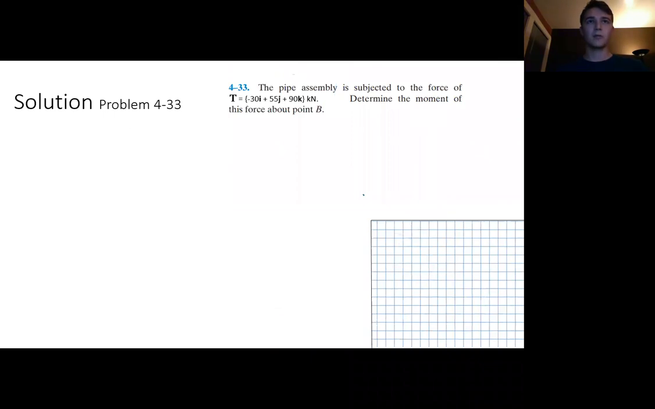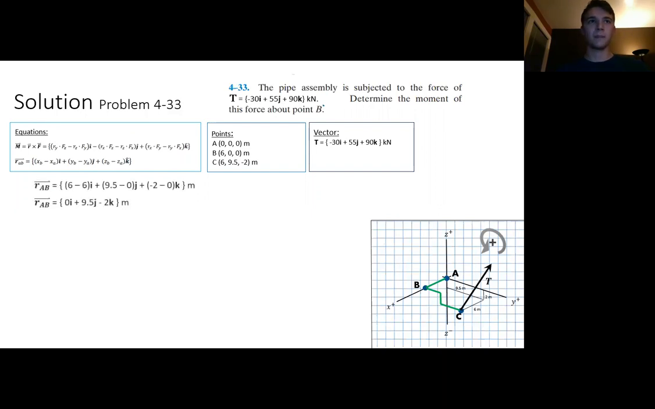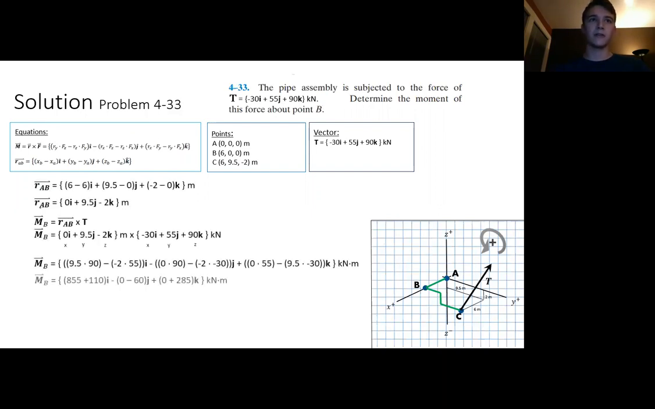So here's problem 33. The vector's the same. The only thing that changes is what point we're determining the moment from. So here we find the position vector first. The only thing that changes is the x direction, and then we plug that into our moment, use basic algebra, and we can determine our moment about point B.